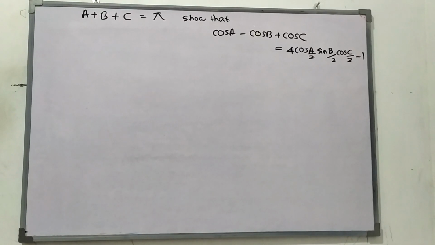Okay, this is the next sum, right? A plus b plus c equals pi. Show that cos a minus cos b plus cos c equals 4 cos a by 2 sin b by 2 cos c by 2 minus 1. So again we have to start from the left hand side.